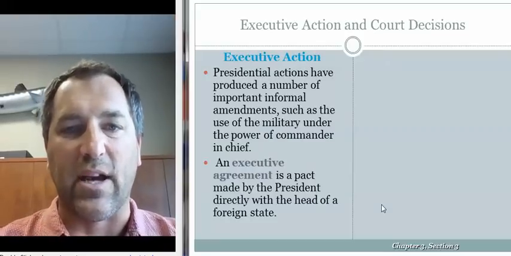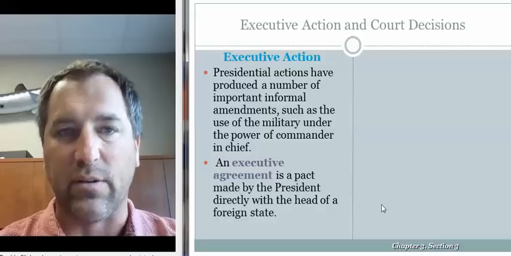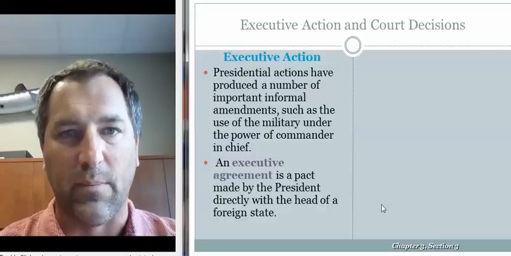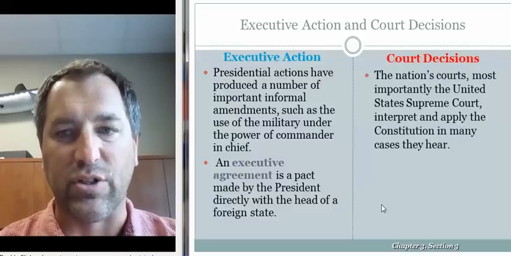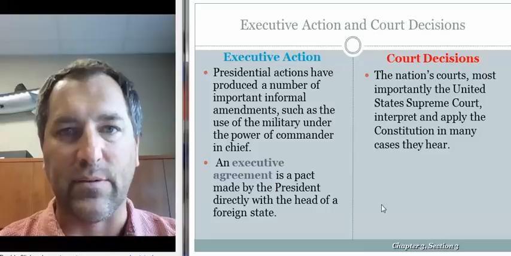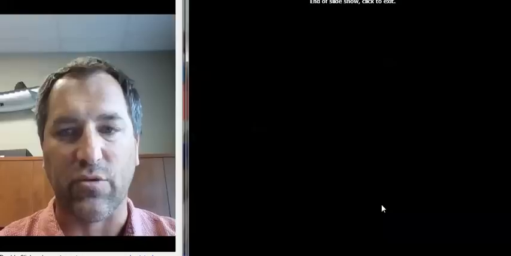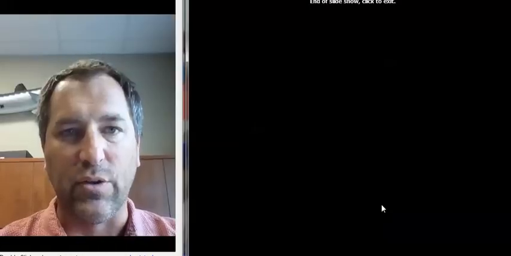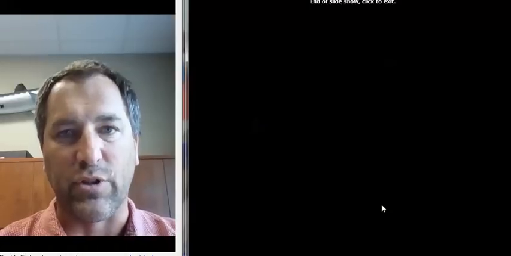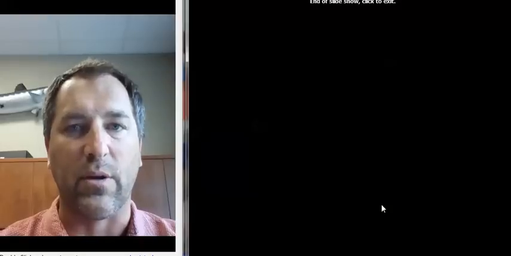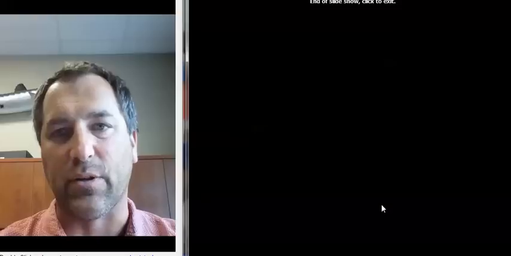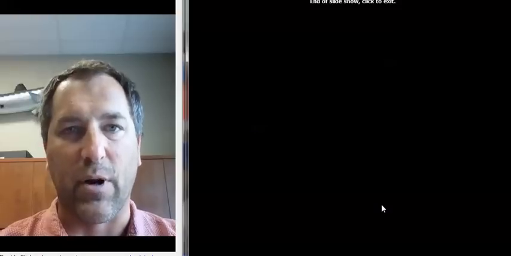The executive action the president could take could then amount to what we call informal amendments, such as using military power, making executive agreements, and court decisions as well, where the Supreme Court can make a decision that basically changes the course of our country and its authority. So those are just a few examples of informal changes through custom or through the actions of one or more of the branches of government or actions of the political party that then become part of the fabric of the nation.